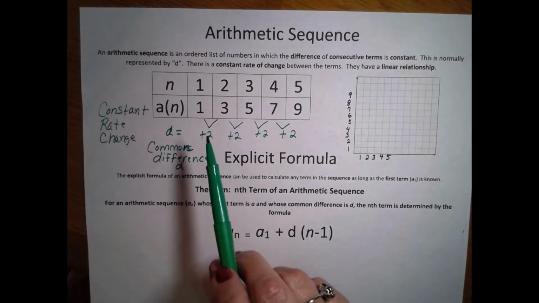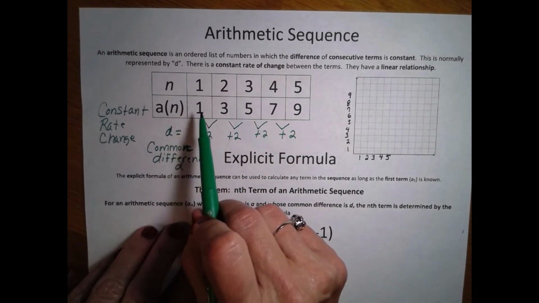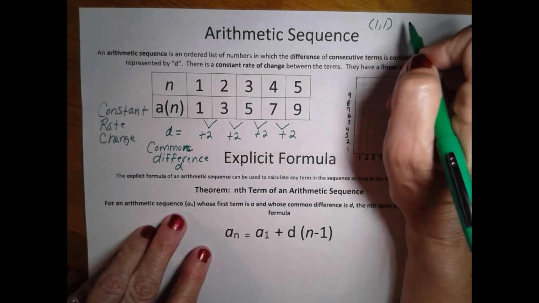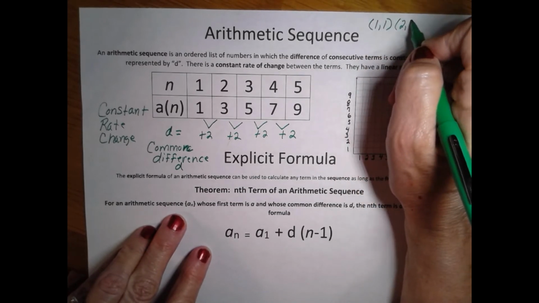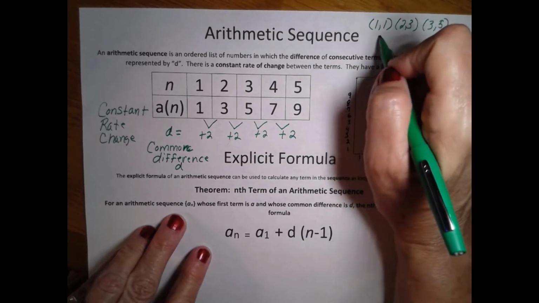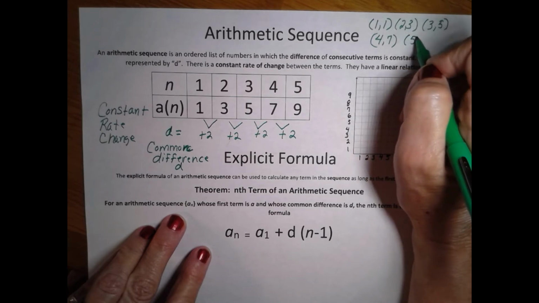Now I would like to graph this sequence. We can set them up as points. I would have (1, 1), (2, 3), (3, 5), (4, 7), (5, 9). Let's graph them.